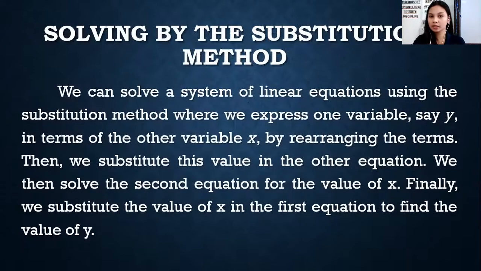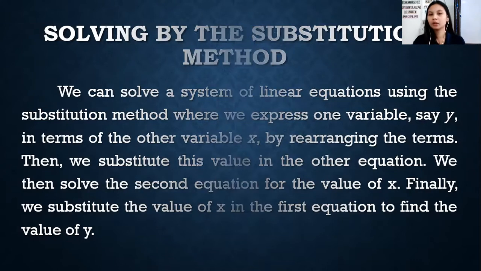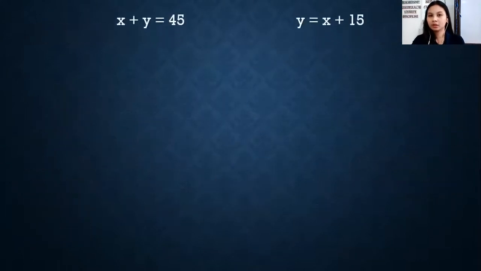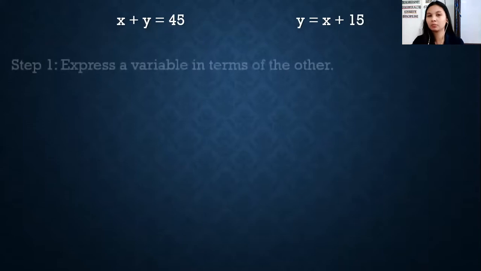Okay, so we can solve a system of linear equations using the substitution method where we express one variable, say y, in terms of the other variable x by rearranging the terms. Okay, so dito para mas ma-understand nyo siya, ito na tayo sa example. Kung napansin nyo, same example lang. Para makita nyo na kahit anong method yung gamitin natin, same lang yung makukuha yung answer. Diba ang ating point of intersection kanina is positive 15 and positive 30. Okay, so dapat ayun din makuha natin.